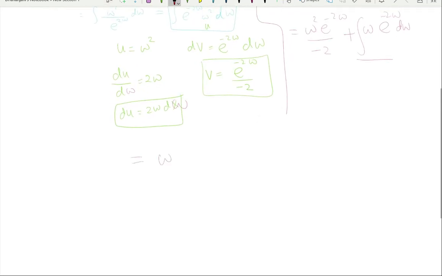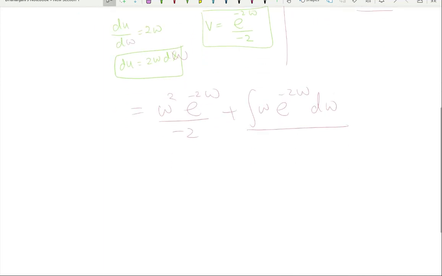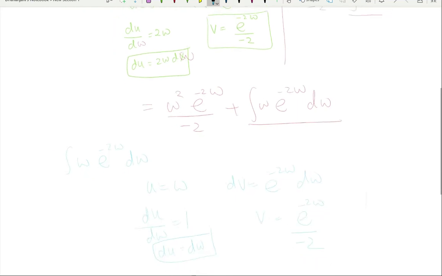So what we have here is w square e to the negative 2w over negative 2 plus w e to the negative 2w. How do we integrate this? We have to use integration by parts again, right? Trust me, after that it's going to stop. So our choice for u is again w. dv is e to the negative 2w dw. If you differentiate u with respect to w, you get 1, so du is dw. And v is e to the negative 2w over negative 2 if you integrate e to the negative 2w.